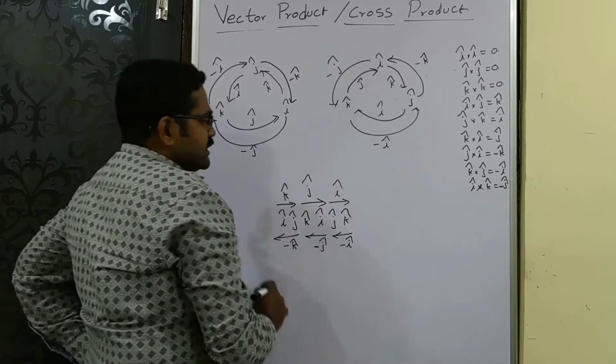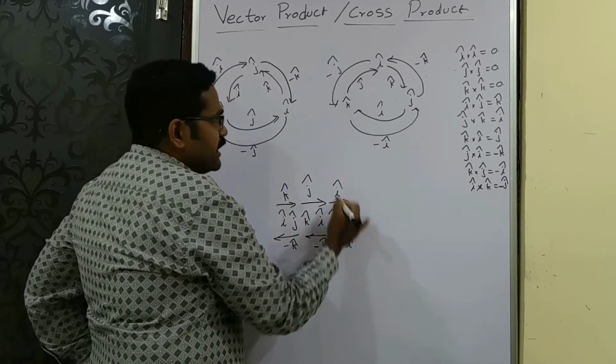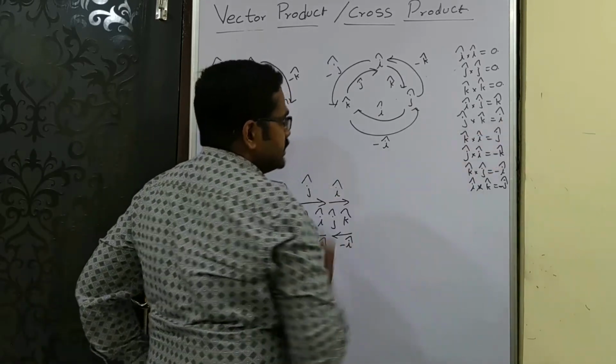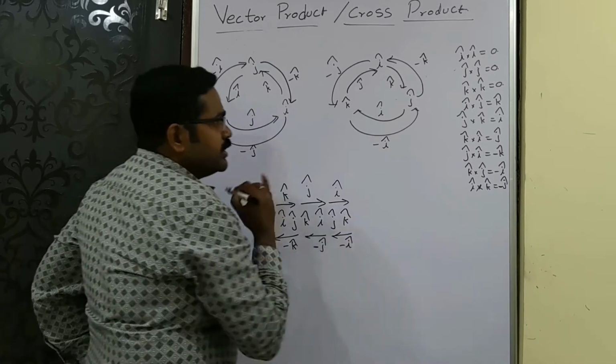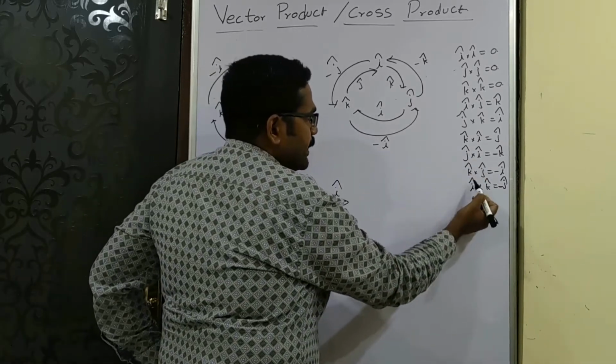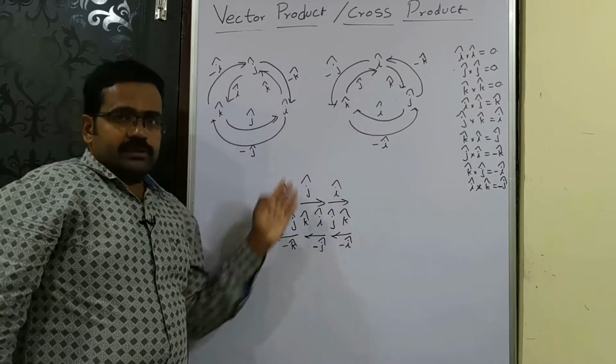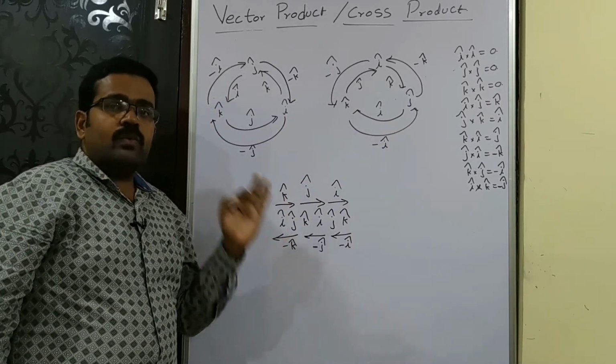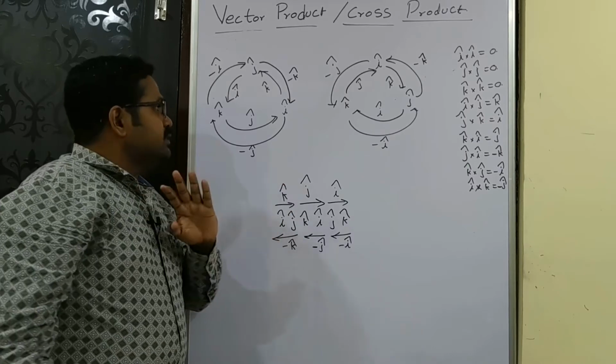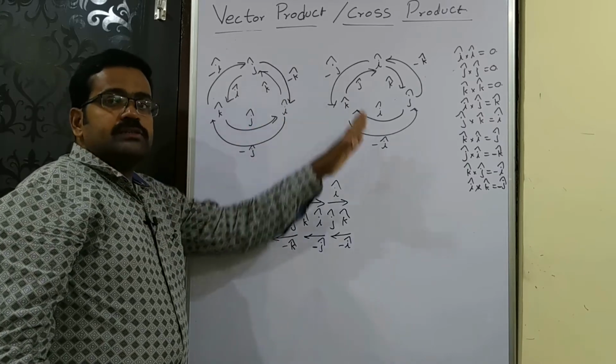Let us compare with our chart. j cap into k cap was i cap. k cap into j cap is negative of i cap. So, of these three methods, you need to remember only one method. Please don't confuse yourself with all these three methods.